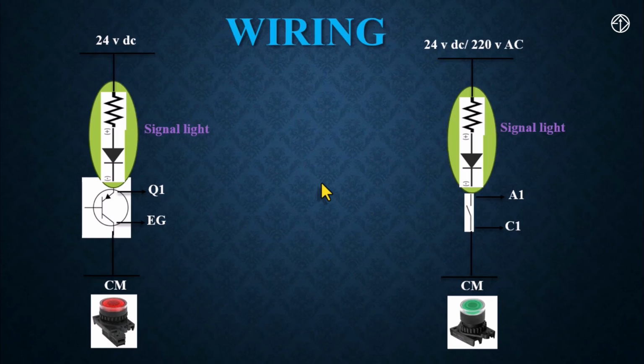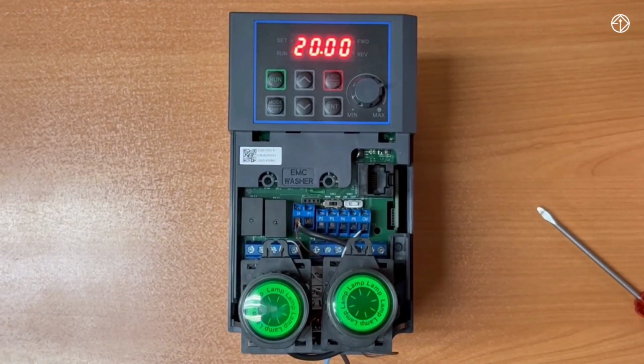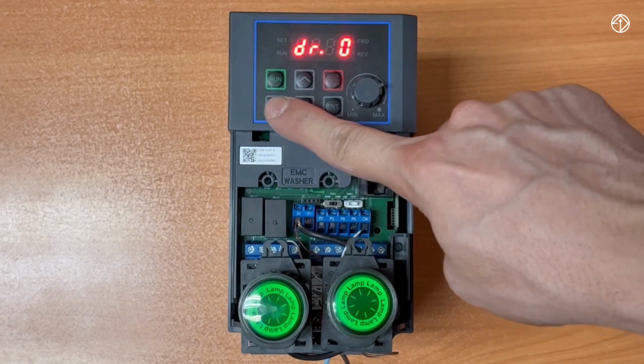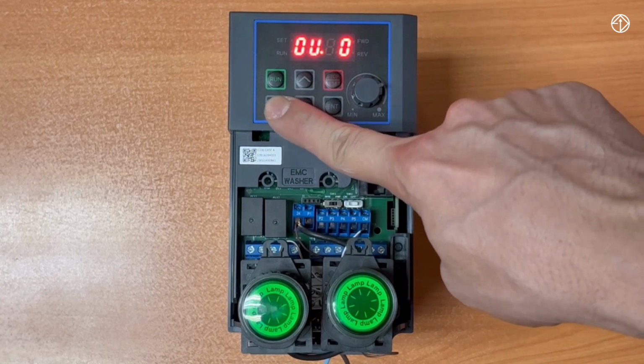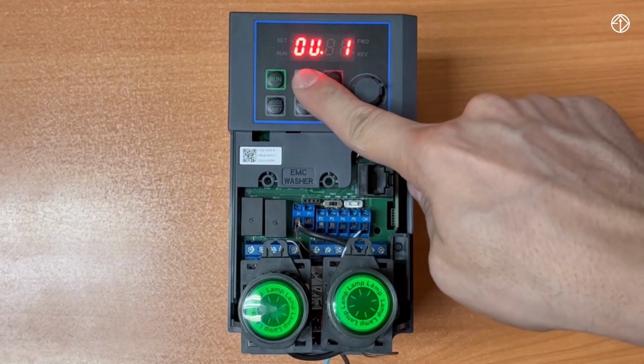Now, let's move on to the device and apply the settings we've learned together and test this feature together. So as we said, to configure the digital outputs of the G100 inverter, we need to enter the parameter group OU. We press the mode key until the OU group appears. Once the OU group comes up, for relay 1, we set parameter OU31, and for relay 2, parameter OU33.